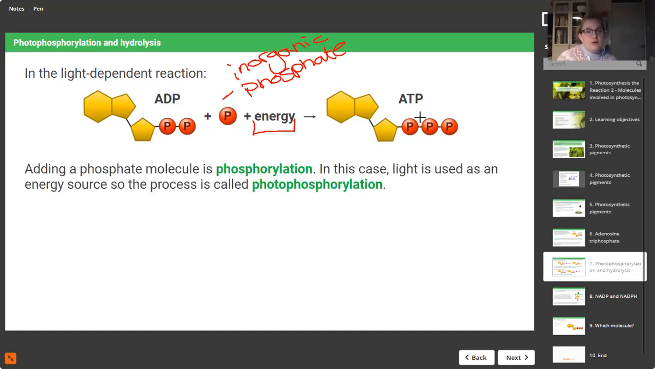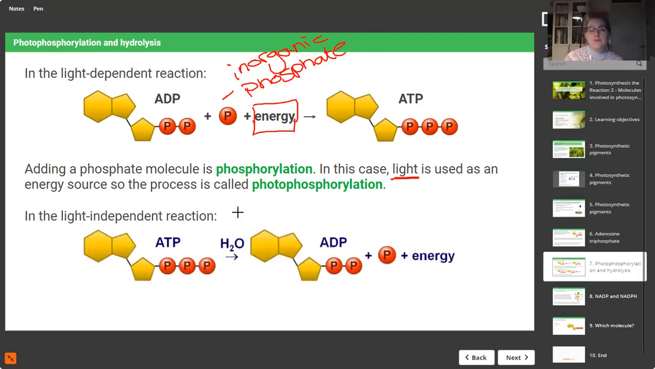So adding a phosphate molecule is called phosphorylation, okay? You'll have come across phosphorylation before, and this process of phosphorylation happens in the light-dependent reaction of photosynthesis. And in this case, the energy source that's used to bond the ADP and the inorganic phosphate together is light. So because we use light, we call this process photophosphorylation. Photo meaning light, and then phosphorylation, that addition of a phosphate group.